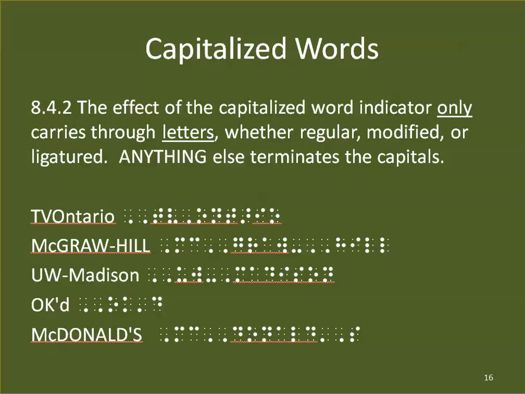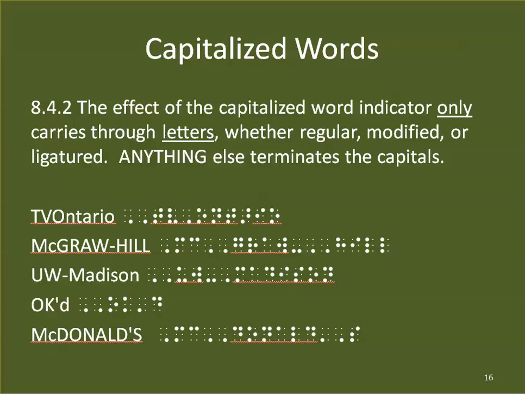I'm not going to go into that, but capitalized words are a little bit different in UEB. The effect of the capitalized word indicator carries through letters only. And they can be any kind of letter, whether it's a regular typeface letter, a modified letter, meaning an accented letter, or a ligature letter. Anything else terminates the capitals word mode, including a single capital indicator, because that's not a letter. So anything that isn't a letter is going to terminate capitalization. So we have TV Ontario.